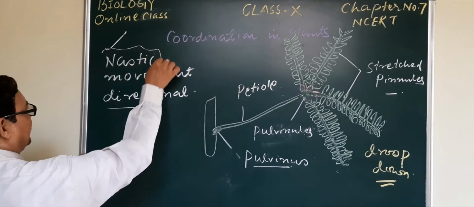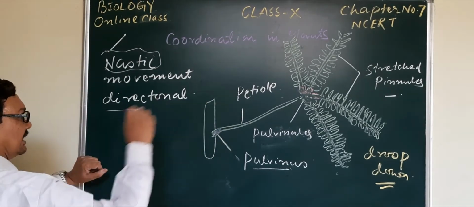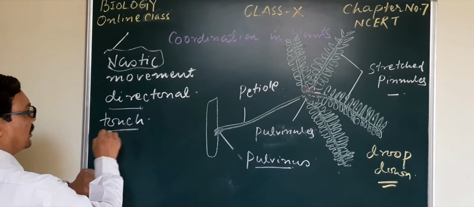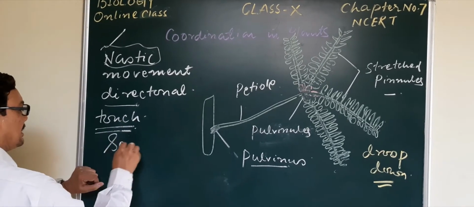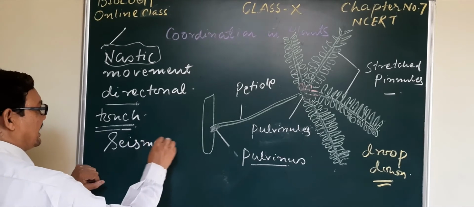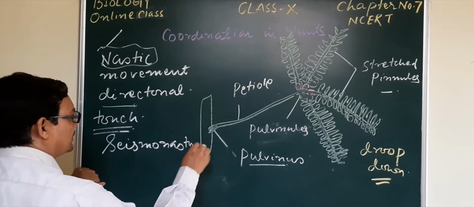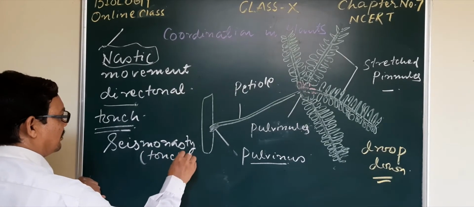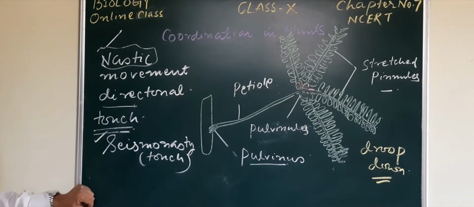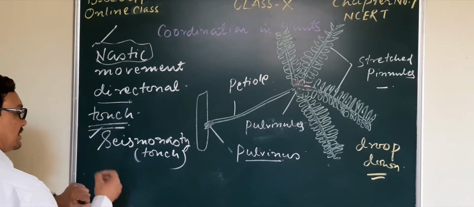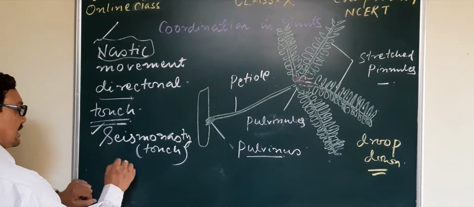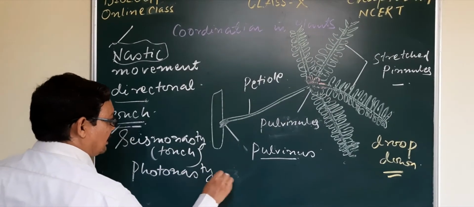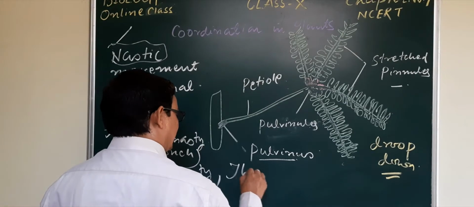And this type of nastic movement which you have seen here, by touch in the touch-me-not plant, is known as seismonasty. Depending upon the various types of stimulus, here touch is the stimulus, it is a type of nastic movement, that is seismonasty. If light is the stimulus, then that is known as photonasty. If there is temperature, that is known as thermonasty.